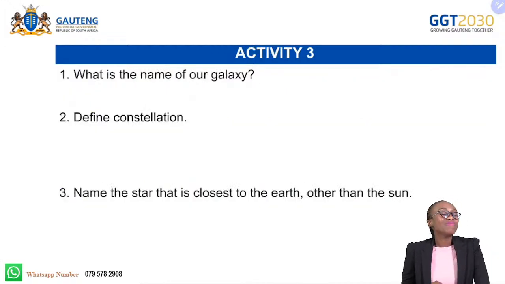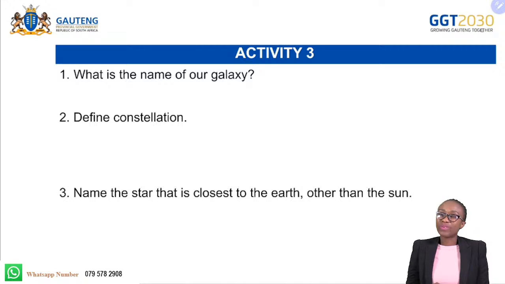So now let's move on to activity number 3. The first question is, what is the name of our galaxy? The second question is define constellation. And the third question is name the star that is closest to the Earth. I'm going to give you 4 minutes to answer these questions. Then after 4 minutes, we will do the solutions together. Don't forget to send in your solutions to the number at the bottom of the screen and include the name of your school. Until then, see you after 4 minutes.